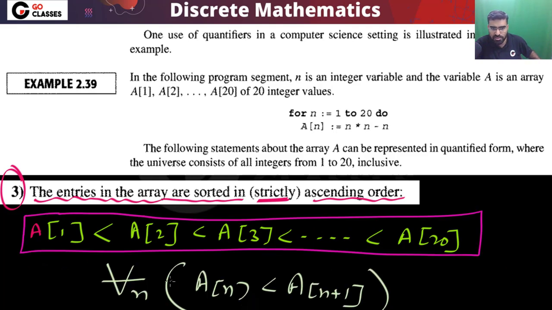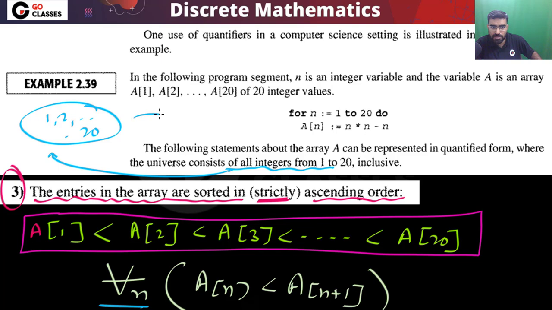So what can you say? You can say for all n, whatever n you take. Remember, n is from 1 to 20. This is your domain, so your domain has 1, 2, and so on to 20, and whatever variable you take refers to this domain. So this variable n refers to this domain. We are saying for all n, an should be less than an plus 1. Is this statement correct?